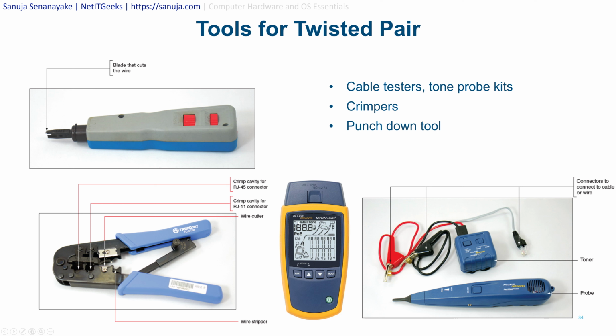So these devices are where you can plug in your Cat5 or Cat5e or Cat6 cable, and it can test for proper crimping and correct connectivity. So those are cable testers. Tone probe kits are also a type of cable tester, where you plug it into one side of the cable, and you use a tone probe to locate the different wires and cables. So those are called tone probe kits. This is also a way to test your cable connectivity as well as where the cables are going.